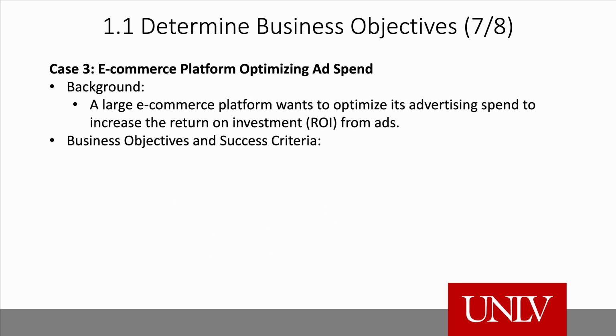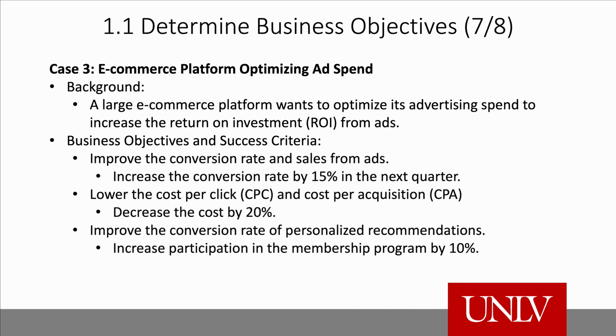And now you have the third case, which is an e-commerce platform trying to optimize its advertisement spend. So their business objective, first of all, is to improve the conversion rate and sales from the advertisement. So, straightforward, their success criteria could be to increase the conversion rate by 15% in the next quarter, right?